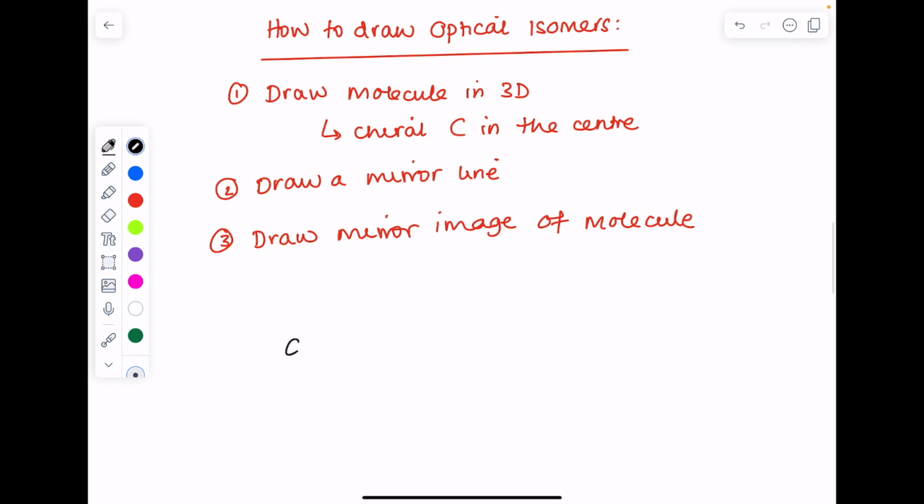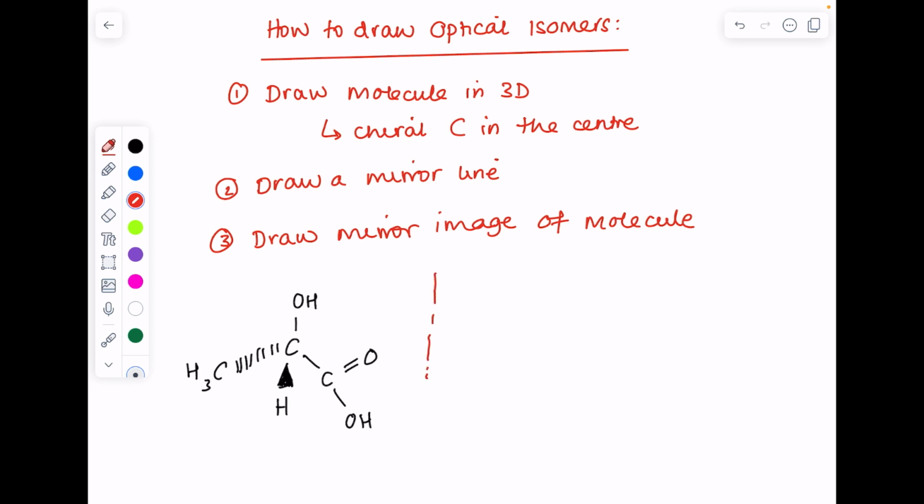So I'm going to start by drawing my molecule in 3D with my chiral carbon in the center. So there's step 1. Now I'm going to do step 2, which is draw my mirror line as a dotted line. And now I'm going to draw the mirror image of that molecule nice and carefully.